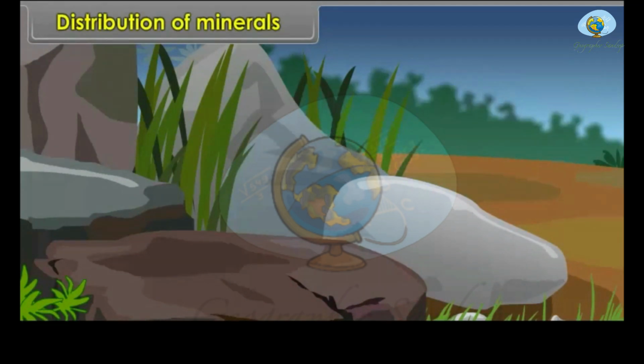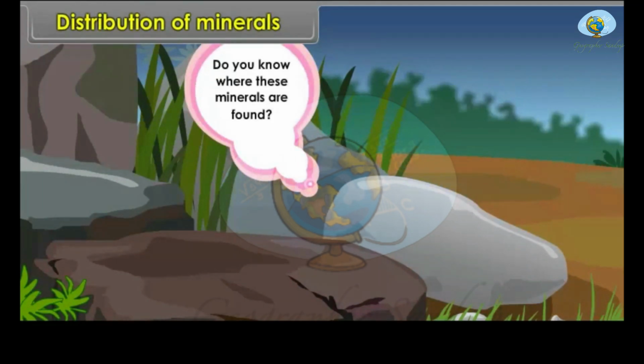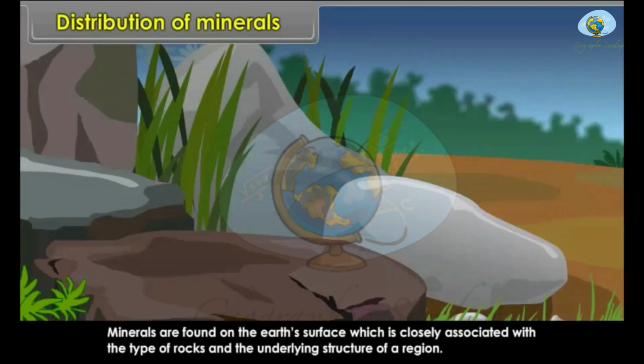Distribution of minerals. Do you know where these minerals are found? Minerals are found on the Earth's surface, which is closely associated with the type of rocks and the underlying structure of a region.